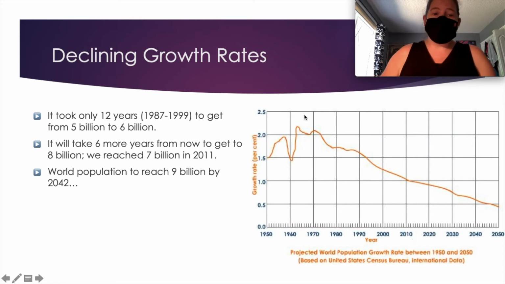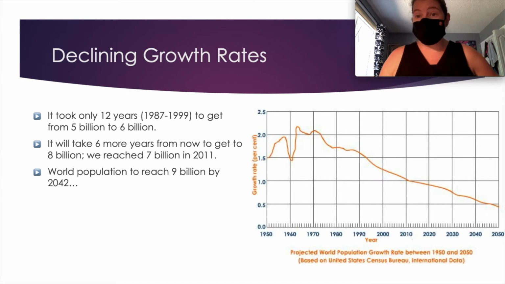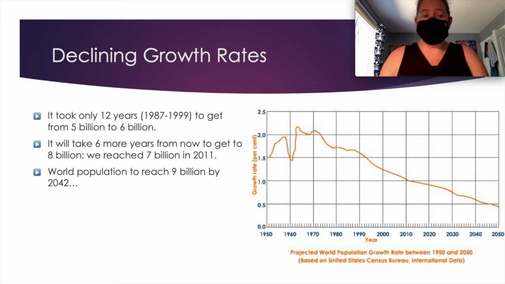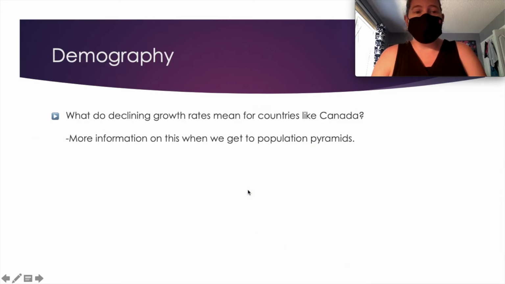So the declining growth rate. It only took us 12 years, from 1987 to 1999, to get from 5 billion to 6 billion, which is an incredible jump. And it will take us 6 more years from now to get to 8 billion. We reached 7 billion in 2011, so the world population should reach 9 billion by 2042 if the numbers hold true. We notice here the projected population rates, but we do see it's going to potentially start to taper off, and we'll see why.